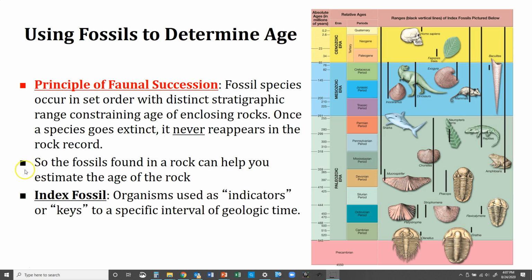So fossils found within the rock can help you estimate the age of the rock. Now, if we go back through geologic history, there have been millions and billions of different species that have existed on the surface of the Earth. That's a lot of information, and so oftentimes whenever we do fossil dating, we're going to rely on what are known as index fossils. So these are organisms that are used as indicators or keys to specific intervals of geologic time.